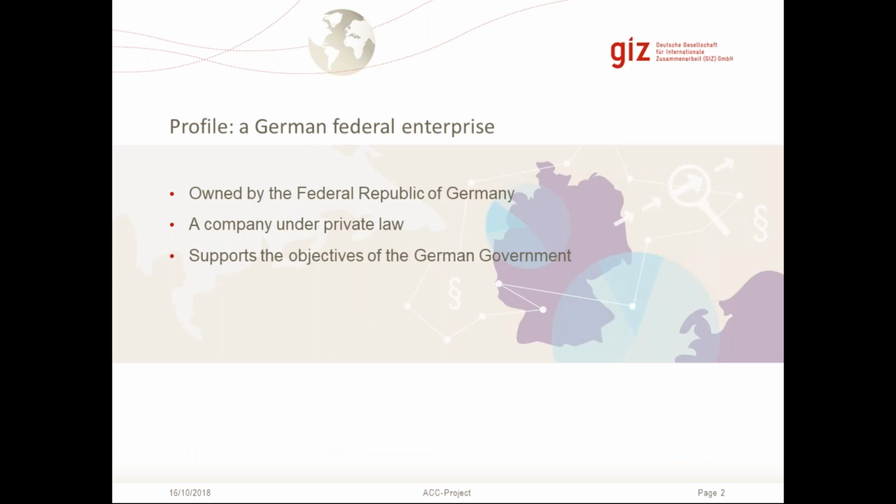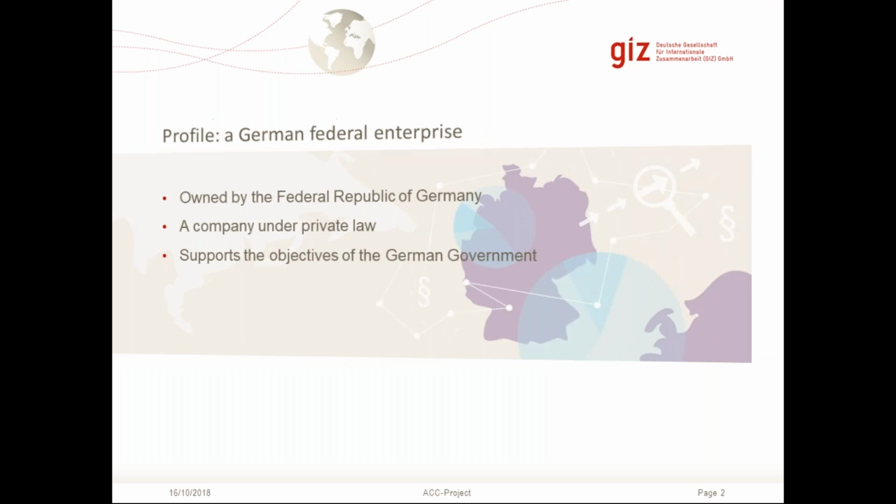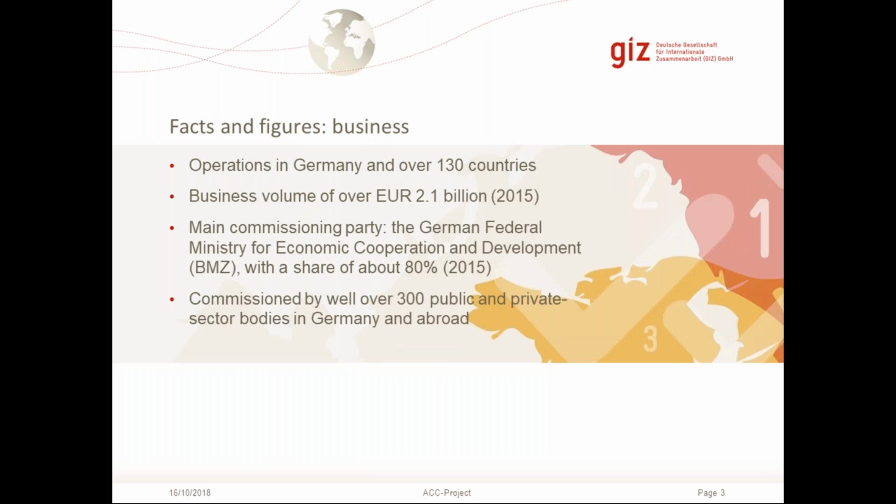We are a German non-profit organization owned by the German government and working under private law. Our main intention is to support the German government in implementing their international cooperation objectives. The GIZ is active in more than 130 countries in the world, and commissioned mainly by the German Ministry for Economic Cooperation and Development, the BMZ, with around 2.1 billion euros. This is the information from 2015.